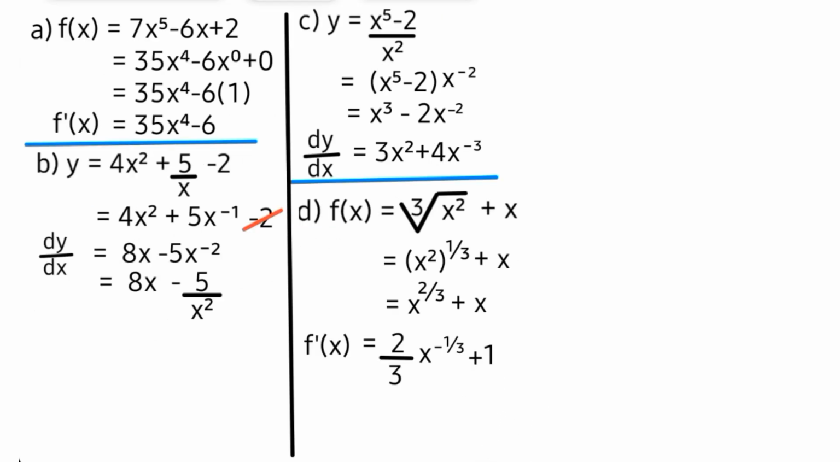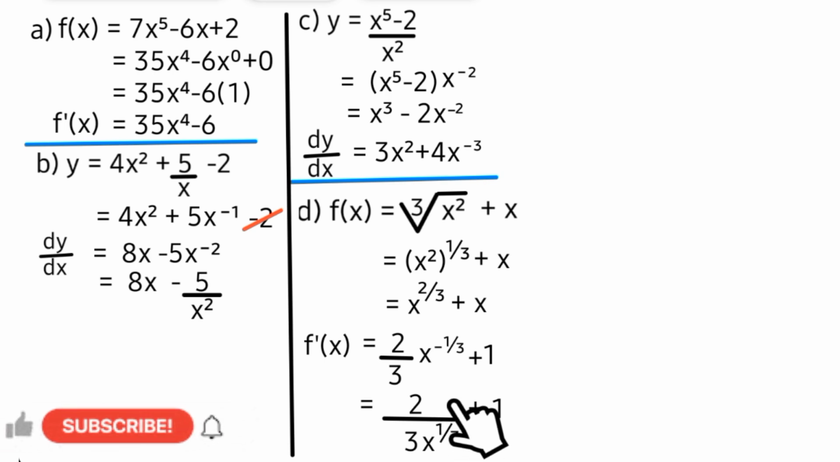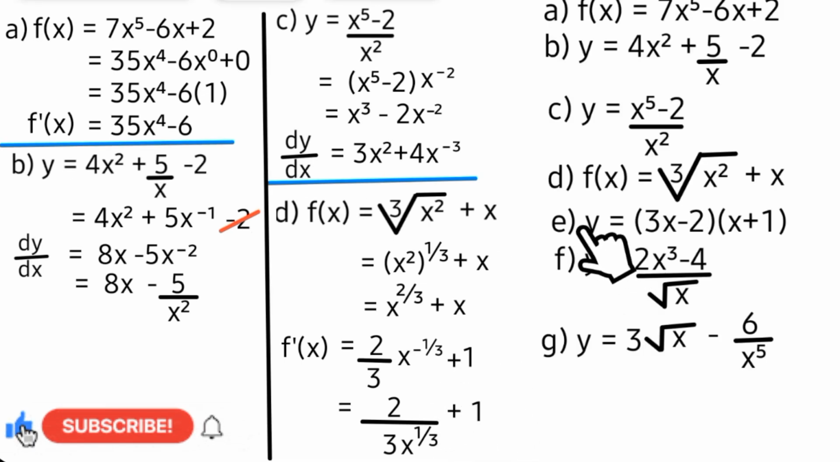So we can go further to rewrite this as 2 over 3. And when x raised to the power of minus 1 over 3 goes down to the denominator, it becomes x raised to the power of 1 over 3. That is a positive value. And then plus 1. Now let's differentiate e.